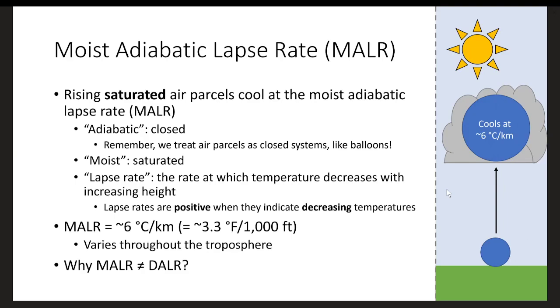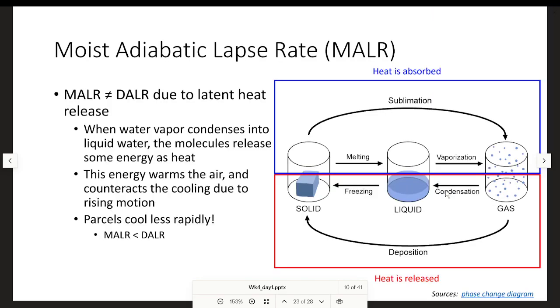Why is the MALR not the same as the DALR? This is because water changes temperature slower than dry air. So if you add water into it, it's going to cool off at a slower rate, which is good for a parcel. Okay, it's due to latent heat release, and this is when water vapor condenses into liquid water. The molecules release some energy as heat. This energy warms the air and counteracts the cooling due to rising motion. So the parcel cools less rapidly. Okay, so it's a condensation thing. So condensation is a warming process, and so yeah, it counteracts the cooling.